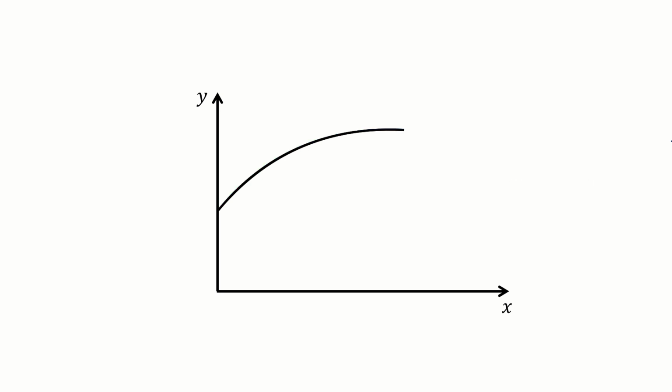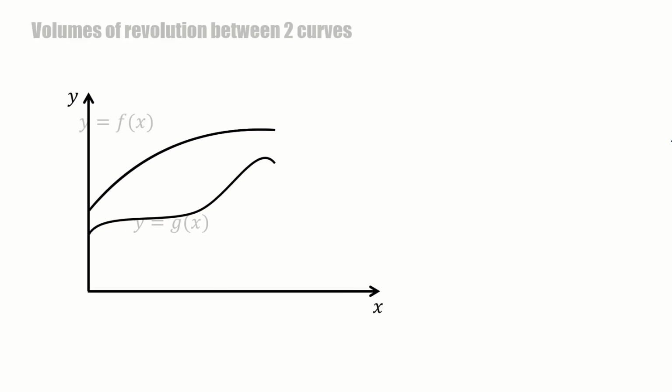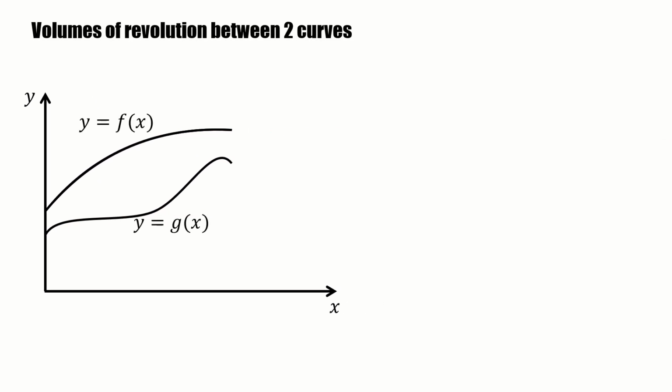However, in both of those scenarios, the region we were rotating to generate the volume was always in between the curve and one of the two axes. What happens though instead if we want to use a region that lies between two curves? Well, good news. All we've got to do is use a very similar idea to what you use when you're trying to find the area in between two curves. For this first explanation, I'm going to look at doing volumes of revolution about the x-axis, but between two curves.